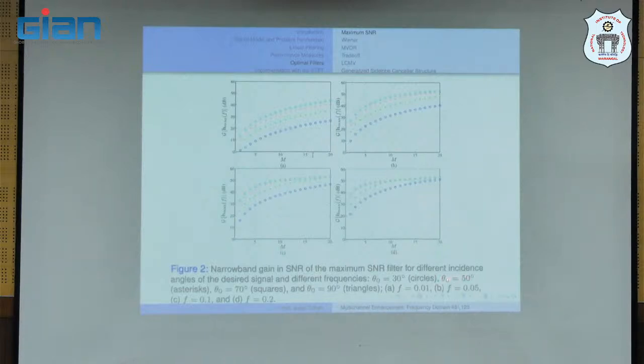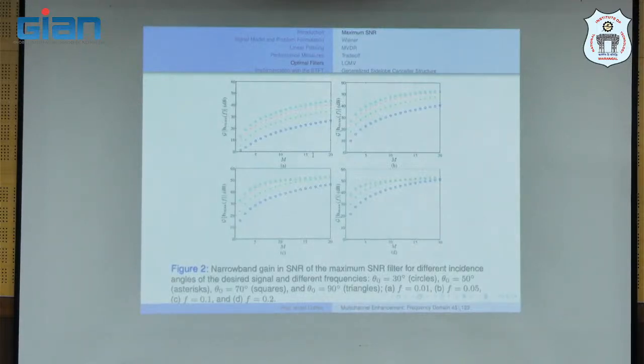The blue line is for theta 0 equals 30 degrees. The green is for 50 degrees. The red is 70 degrees. And the last one, the cyan, the light blue, is 90 degrees. So you see that if the direction theta 0 is fixed, we don't change it, when we increase the number of sensors, when we increase M, the gain in SNR increases. See? When theta 0 is fixed.